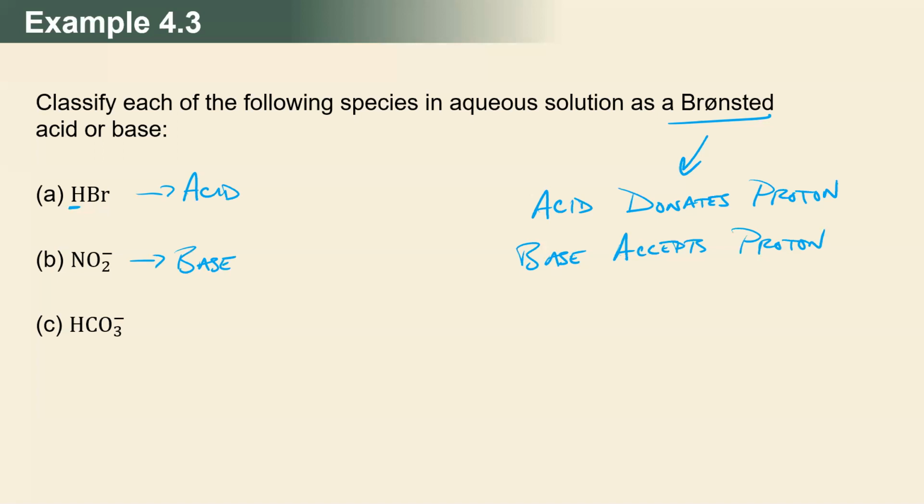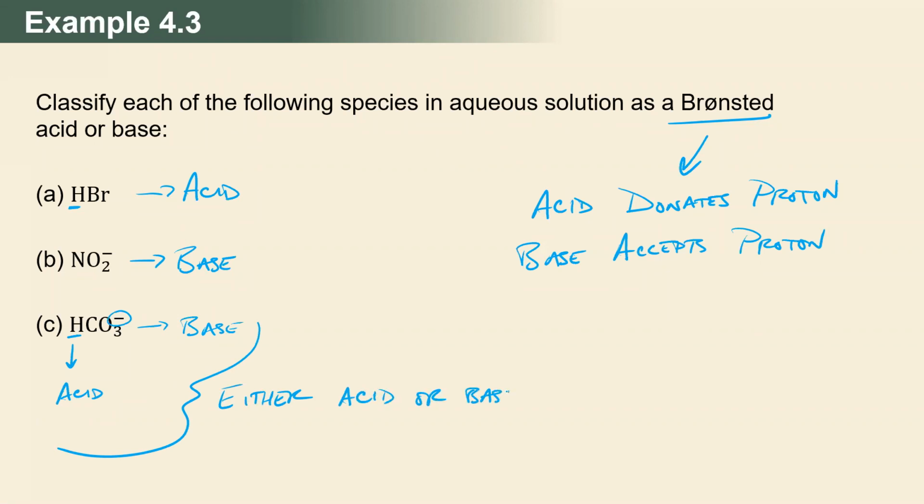How about HCO3 minus? This is our bicarbonate anion. Base. It's a base because it has this negative charge, so it can accept a positive proton. But also it has a proton here, and so it can be an acid. So we call this one, which can be either an acid or a base, amphiprotic.